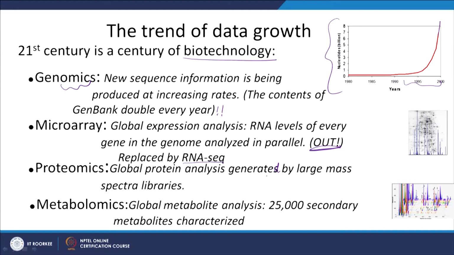In proteomics, we analyze all proteins, a global protein analysis generated by large mass spectral libraries. In metabolomics, we are looking at metabolites: global metabolite analysis, where 25,000 secondary metabolites have been characterized. That's an immensely large number. I hope this gives you an idea of how much data we are generating every year. Genomic information doubles every year; you have to understand it grows really fast. Most environmental scientists nowadays focus on genomics, proteomics, and metabolomics, mostly genomics and proteomics.